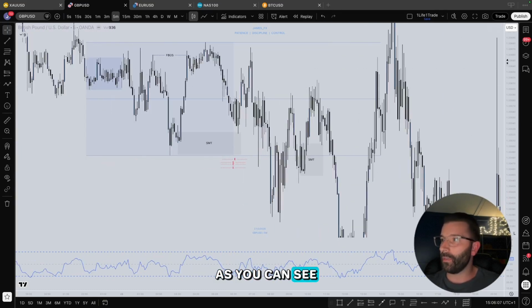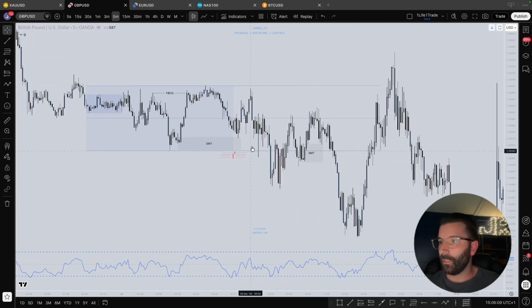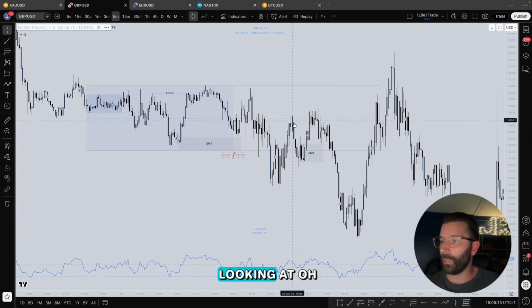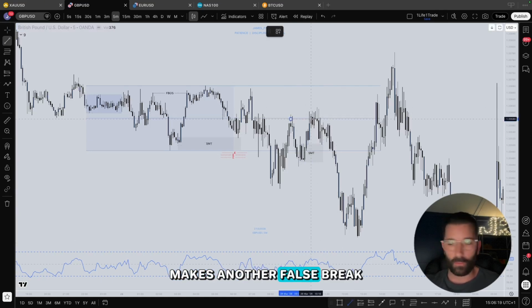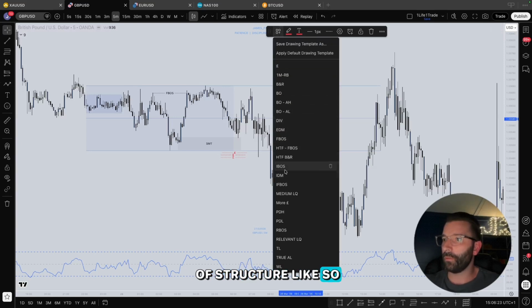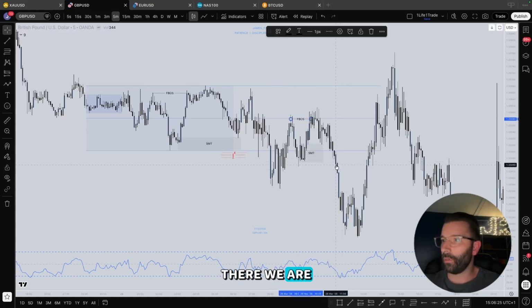As you can see, it comes down, breaks a high, breaks another high. There is the main one we want to be looking at. Oh, if I can get my mouse there. It makes another false break of structure, like so. Where are we? There we are.